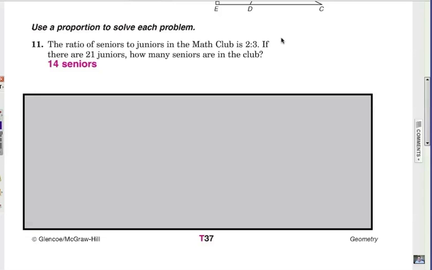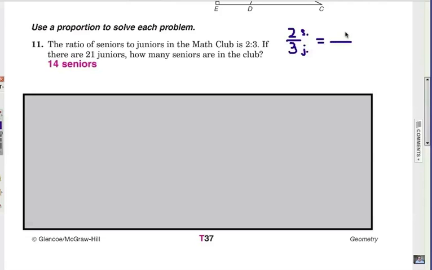Number 11, the ratio of seniors to juniors in the math club is 2 to 3. Now in some word problems, when you're given a ratio, how something compares, you can go ahead and write that as the first part of your proportion. But it's important to note what the numbers stand for. So for every 2 seniors, there's 3 juniors. All right?